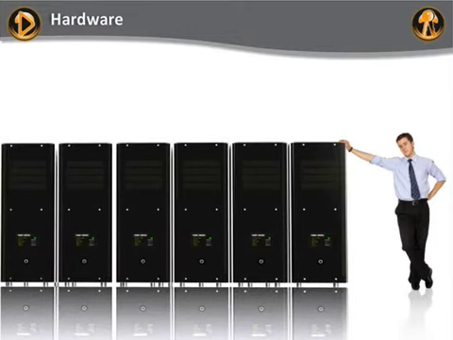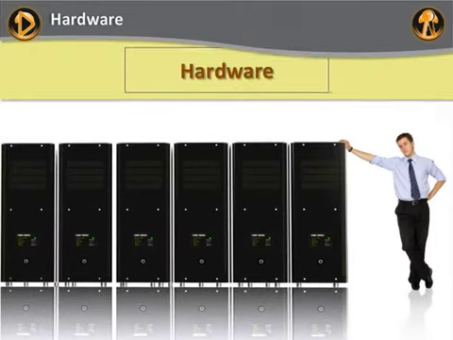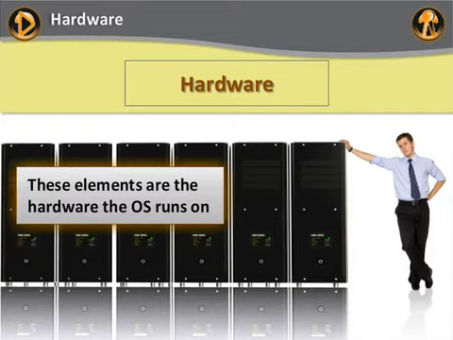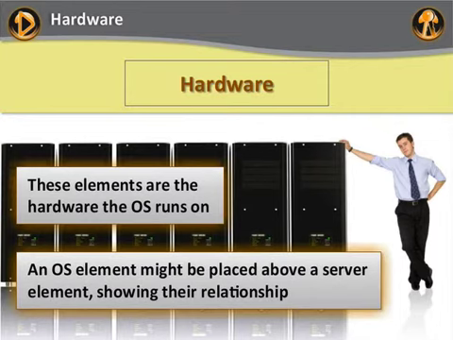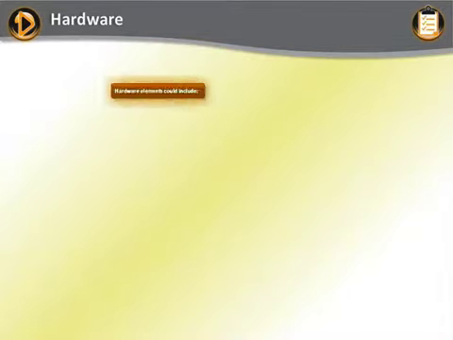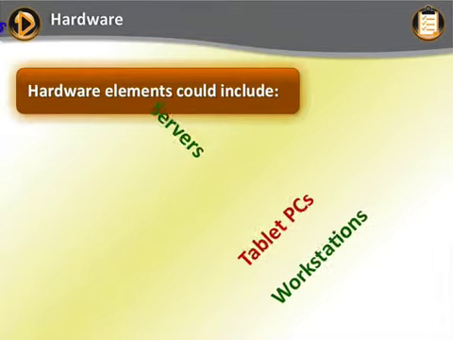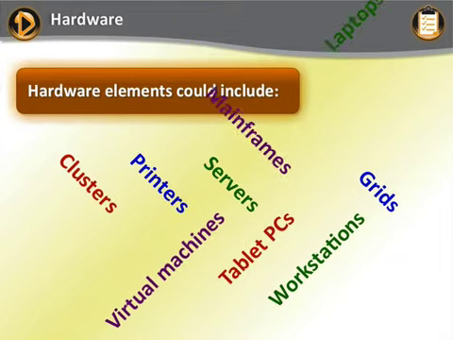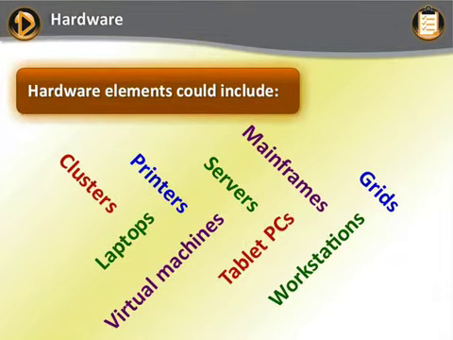Beneath the operating system layer, there is the hardware layer. The elements here represent the hardware that the operating systems run on. For example, an operating system element might be placed above a server element, showing the relationship between them. You can see some examples of hardware elements here. Hardware may also include non-network items like printers.